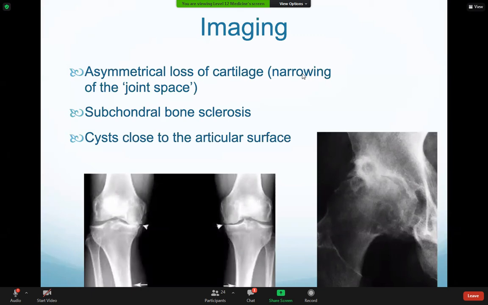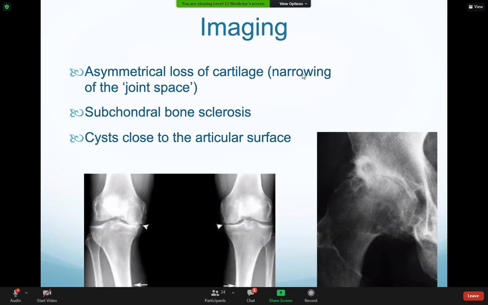So obviously, what we see on the X-ray and what we call a joint space isn't an actual space. It's where the articular cartilage is. But cartilage does not show up on X-rays. It shows up as a lucency, so we call it joint space on X-ray.